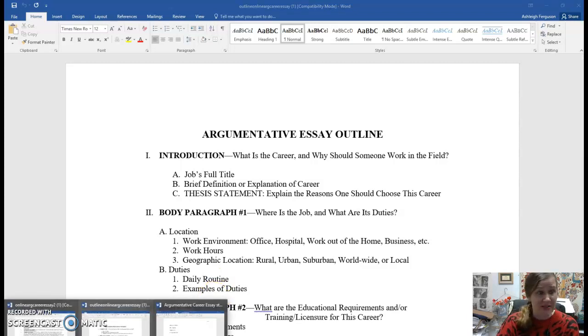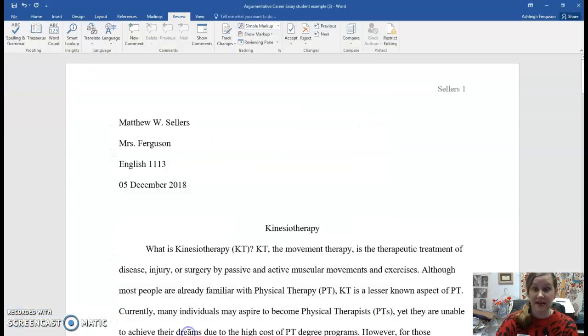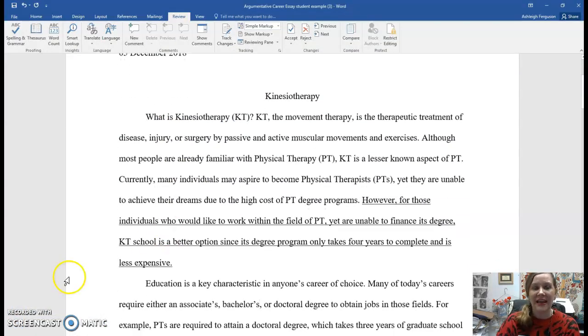Also, as always, you have a student example essay. You've seen some other essays from my former student, Matthew Sellers. If you look underneath week 13 in module 1, the student example is letter C, and this is his essay. Okay, notice he talks about the fact that many people may want to go into physical therapy because it's an interest of theirs, but maybe they don't have enough money to go to physical therapy school because it takes years and it's expensive. Also, maybe they don't have the time. They need to get into the workforce sooner.